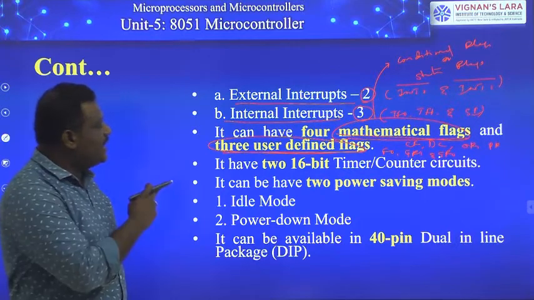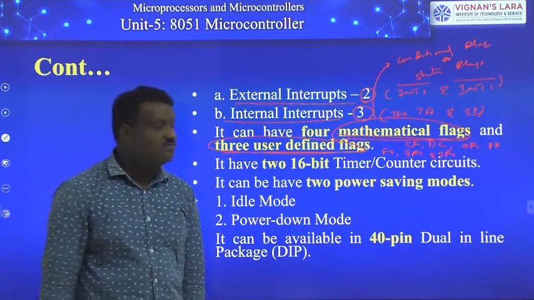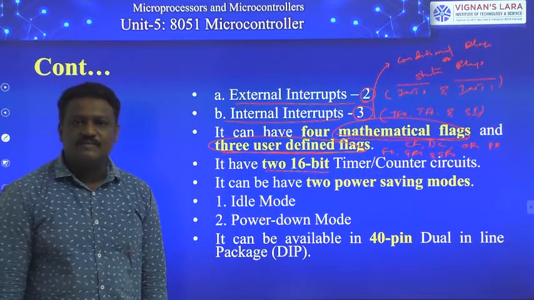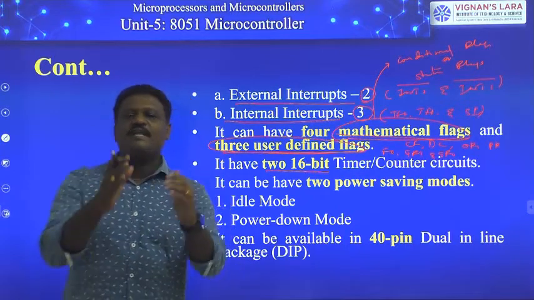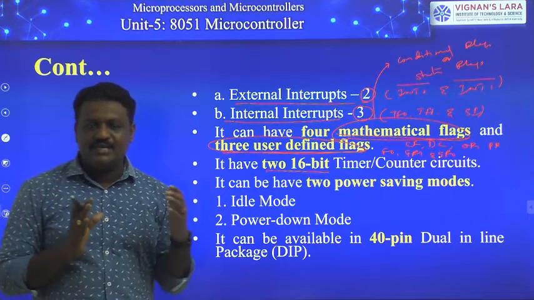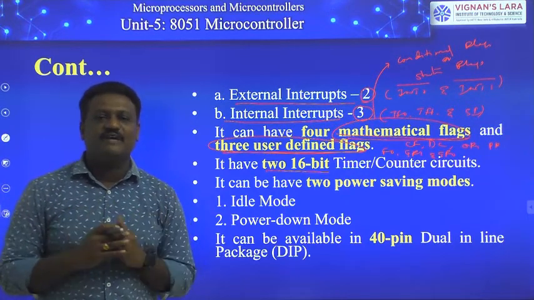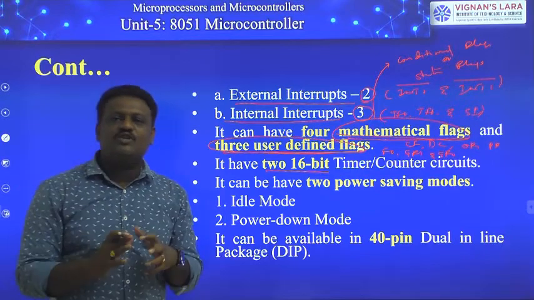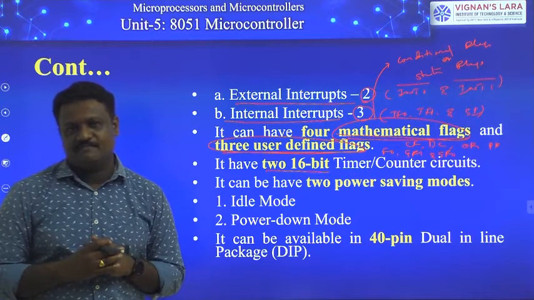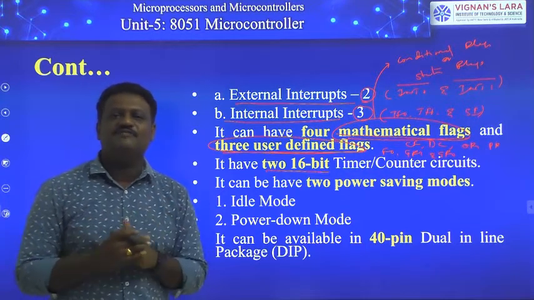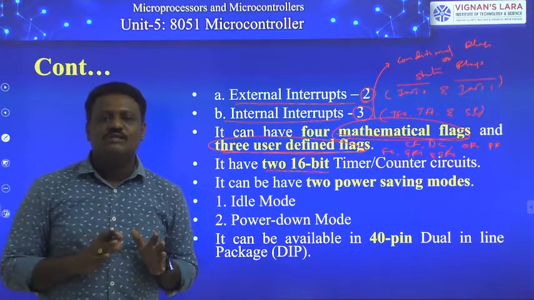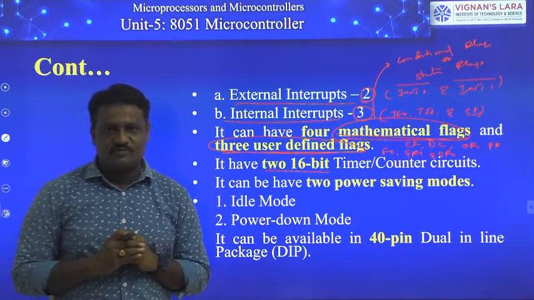And next, it has two 16-bit timer/counter circuits. These are hardware circuits. They are very helpful to us, especially for making time delay routines. For making time delay routines, the timer circuits play a vital role. And the same circuits are also used as event counters to count external events. Later we'll see the difference between these 2. As of now, remember your 8051 has two 16-bit timer/counter circuits.